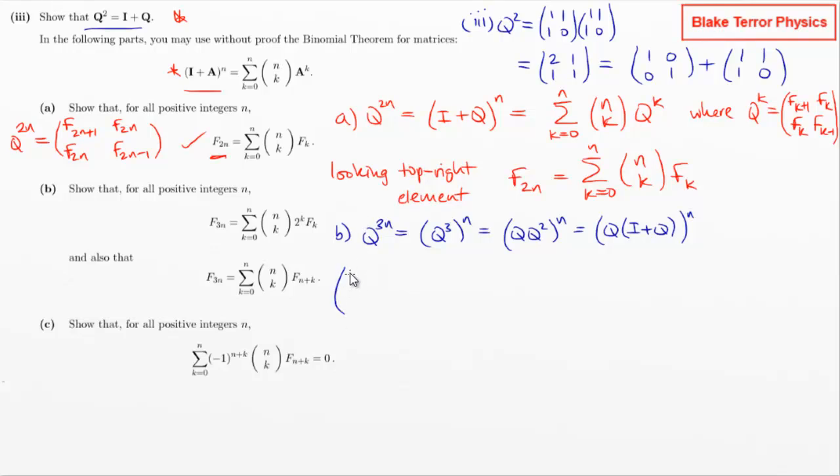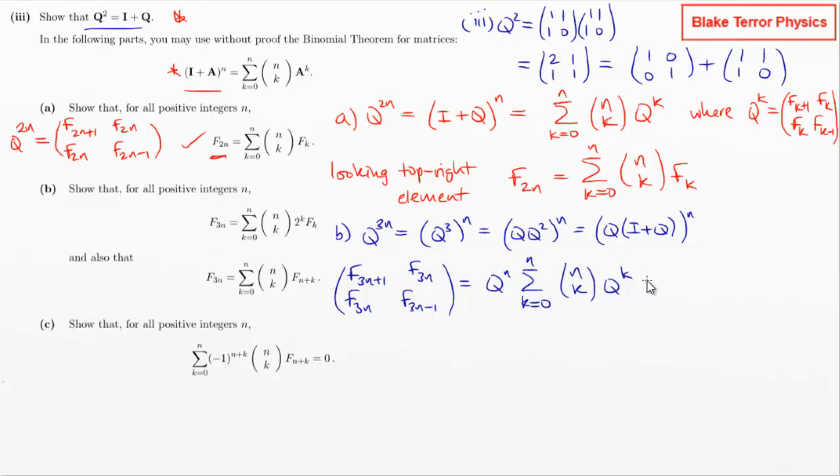So that is F3n plus 1, F3n, F3n, F3n minus 1. And then I'm saying that then is equal to Q to the n, and then this thing again. So the sum from k is 0 to n choose k of q to the k. So is this going to come out at anything like what I want? Doesn't look as though it will, does it? Because I haven't got any 2 to the k's in there at all.